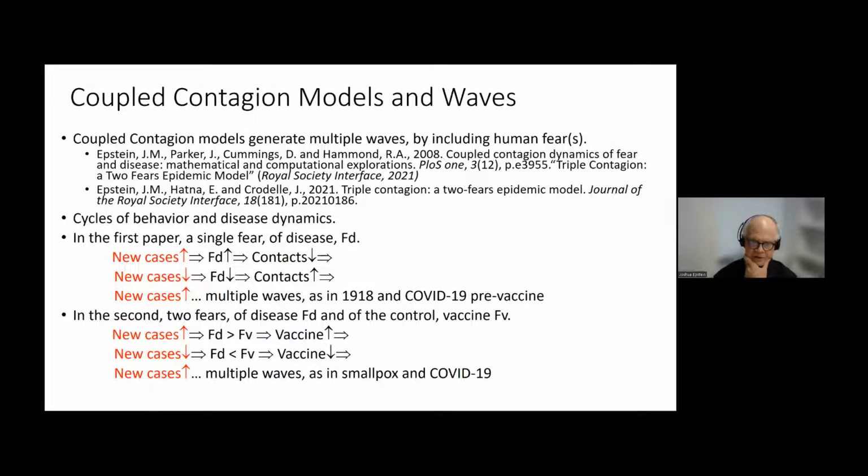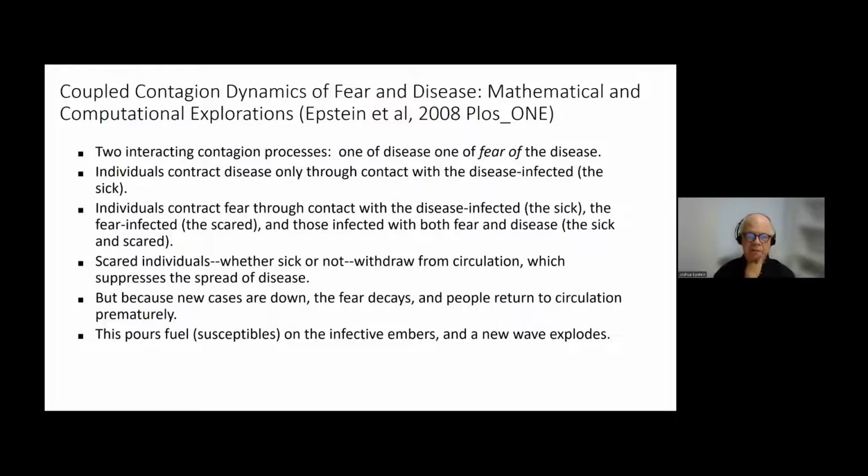All right, so these are the ideas that the cases produce some change in behavior that changes contacts, which changes the course of the disease, which changes the fear, which can produce resurgence. All right, so we'll talk about the details of this. In the first of the papers, coupled contagion of fear and disease, mathematical and computational explorations, there are two interacting contagion processes. One is contagion of disease, which is a particulate viral transmission mechanism, and the other is fear of the disease, which is a cognitive, non-particulate mechanism.